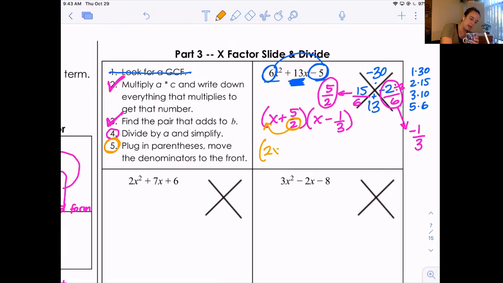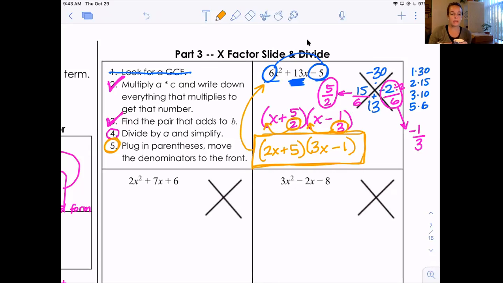So it's going to be 2x plus 5. And this denominator is going to move right up here. So it's going to be 3x minus 1. The good news, the reason why this works is because then 2x times 3x would give you the 6x squared, and 5 and -1 would give you the -5. The 13 comes when we do 2 times 1 and 5 times 3, 15, and 2 make 13. Okay. So this is my answer for this problem here.